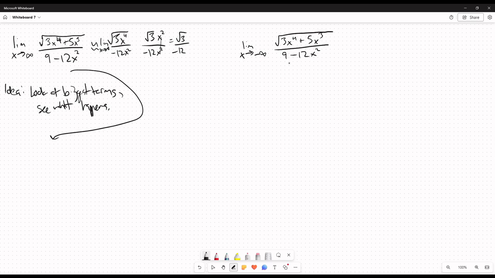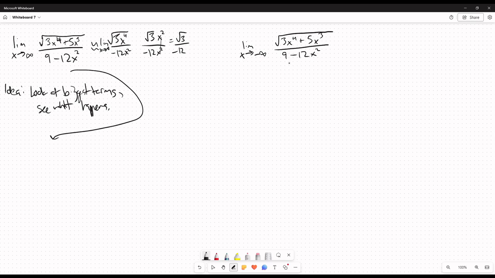I'll also note that when we did this, we should have been careful what sign we should end up with. Does this match what should happen? Sure. The numerator is going to be positive as x goes to infinity. The denominator is going to be negative. So it makes sense that we got a negative answer.